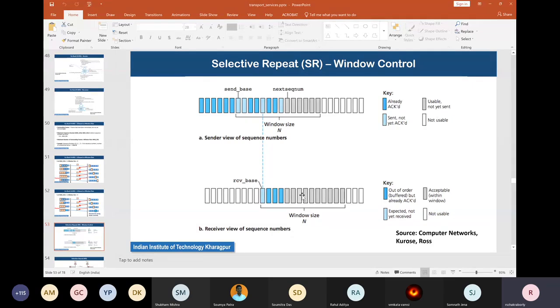Now, if the receiver finds these gaps in its receiver window, saying, look, I have received many packets, but suddenly there is a gap, I have not received this packet, it requests, please send this packet. Or it selectively acknowledges something.